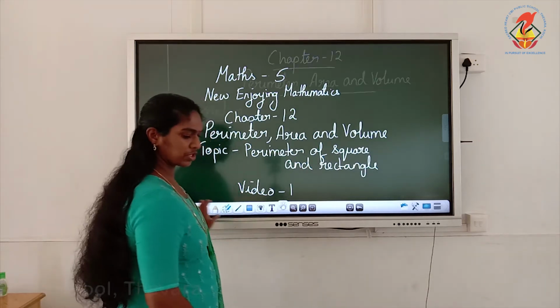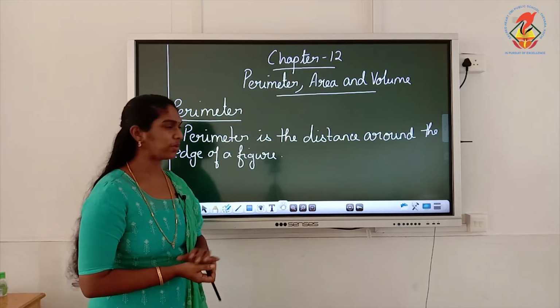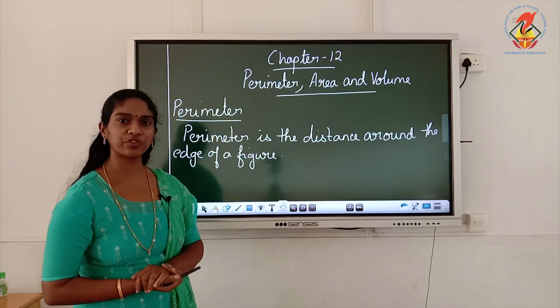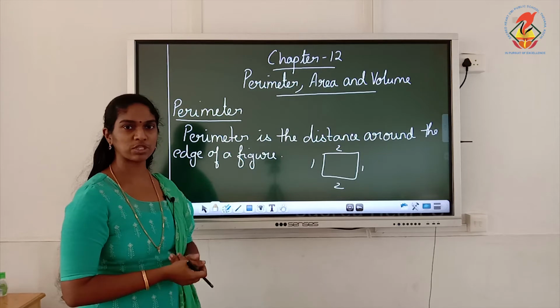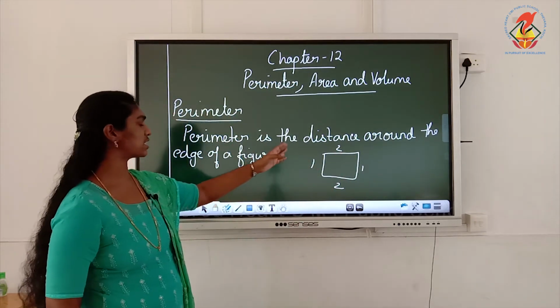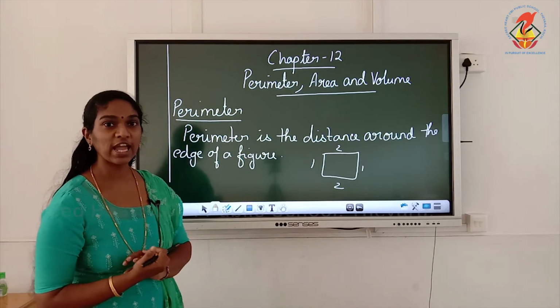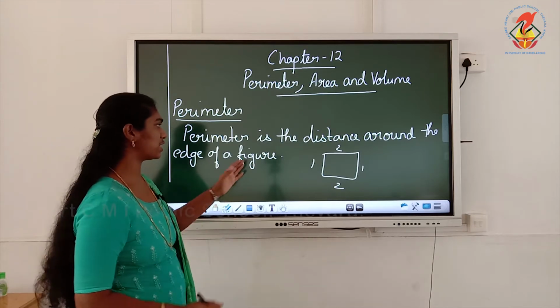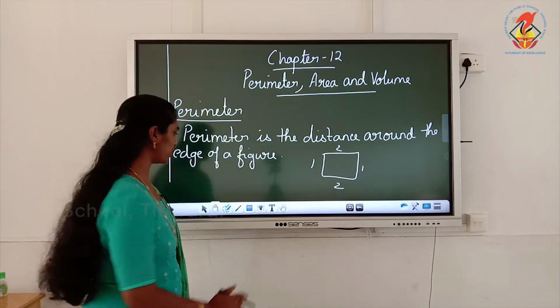Okay. Now children, before that you should know what a perimeter is. Perimeter is the distance around the edge of the figure. Suppose I draw one figure over here, and its measures are like 2, 1, 2, something like that. So how will I find the perimeter of that figure? I will add up all the sides. That is what is meant by perimeter: the distance around the edge of a figure. You just add up the sides to get the perimeter.